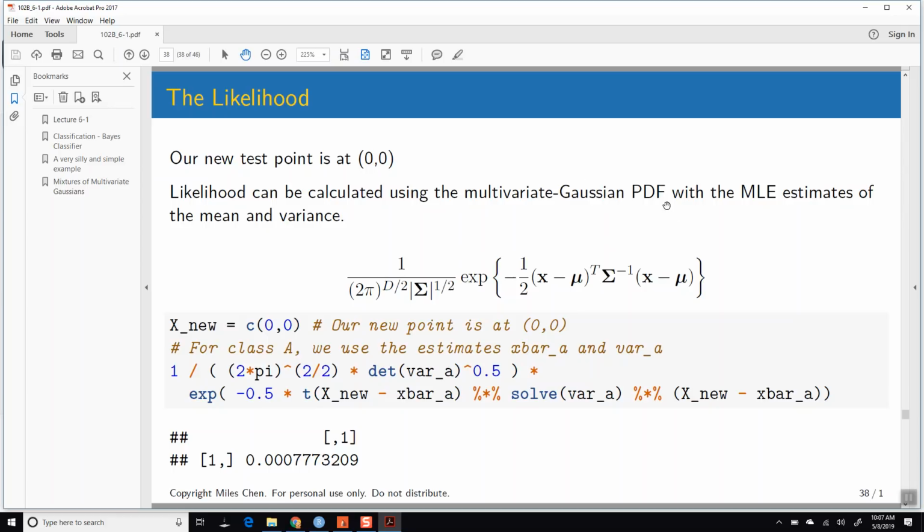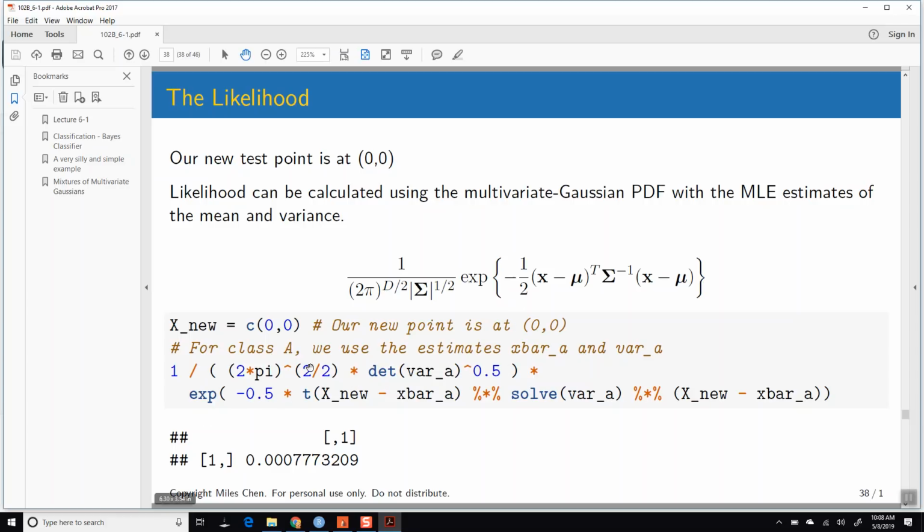Basically we are using the MLE estimates of the mean and variance. From our data, we calculate the mean of class A. From our data, we're calculating the sample variance of class A, which is the unadjusted, the biased version of the variance. That forms our MLE estimates of the mean and the variance. We plug that in for a determinant, get the determinant of that, raise that to the 1/2 power, take the square root.